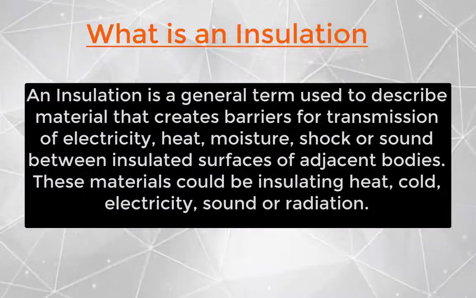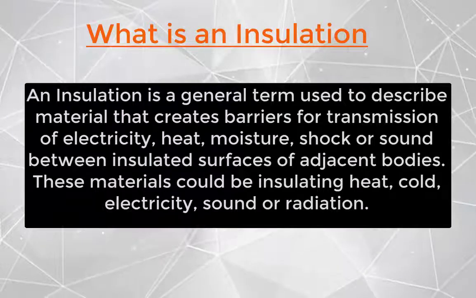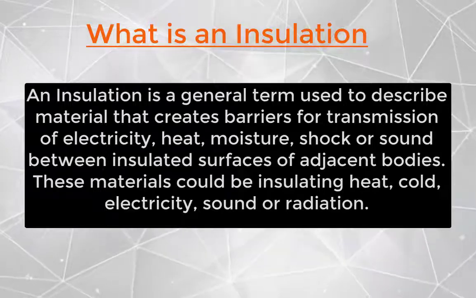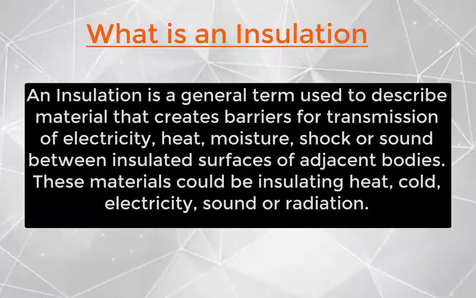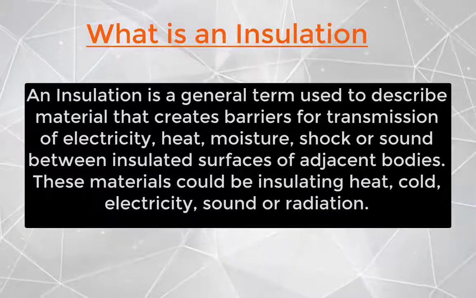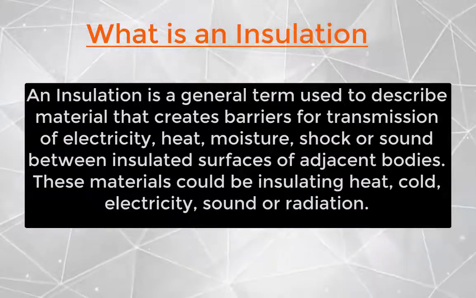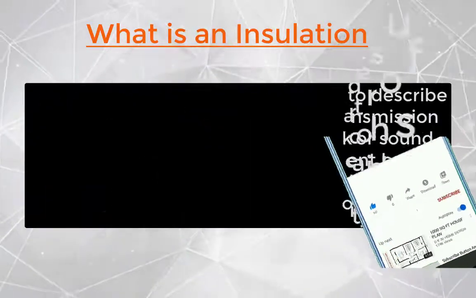An insulation general term means what? To describe a material that creates barriers for transmission. So an insulation prevents something from getting in contact with electricity, heat, moisture, shock, or sound between an insulated surface of an adjacent body. So that's the definition of an insulation.